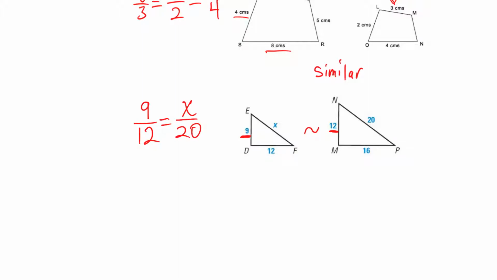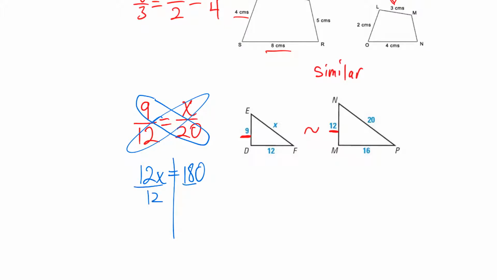Now it's the same thing we did yesterday. We're just cross multiplying and solving for x. And so we get 12x equals 9 times 20, which is 180. Divided by 12, x equals 15. So x is 15.